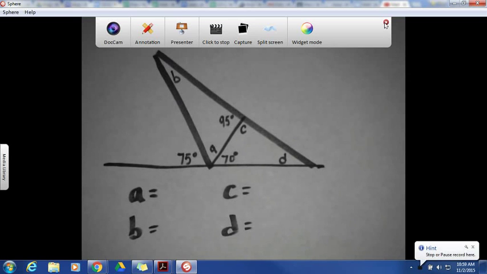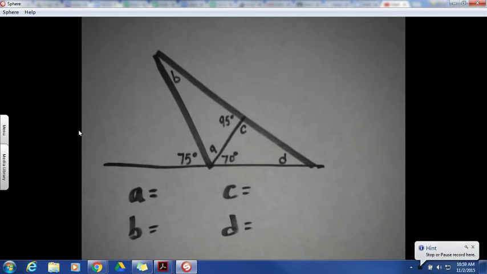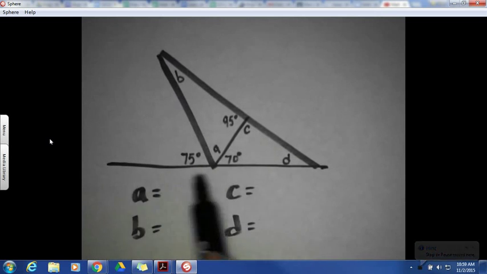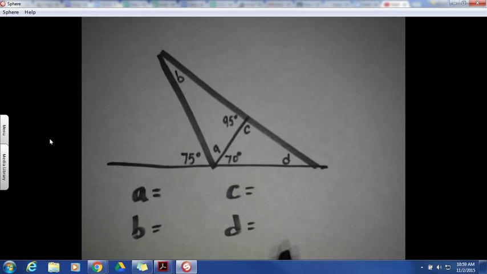Alright, so this looks kind of like a complex shape. It's kind of a triangle within a triangle sitting on a straight line. And we have missing angles that it asks us to find: A, B, C, and D. But we know some of the angles. We're going to use what we know about supplementary angles and what we know about missing angles in a triangle to solve for these. So let's take it step by step here.